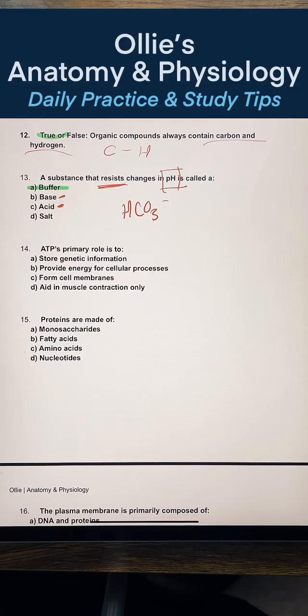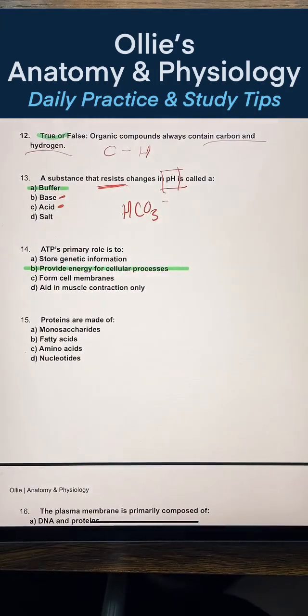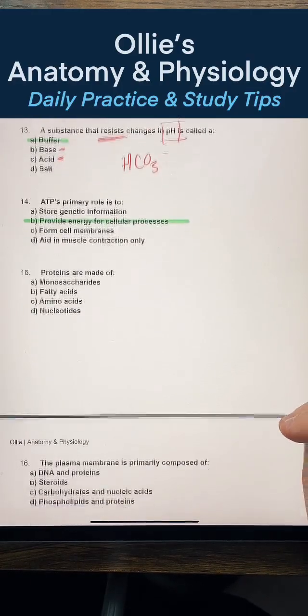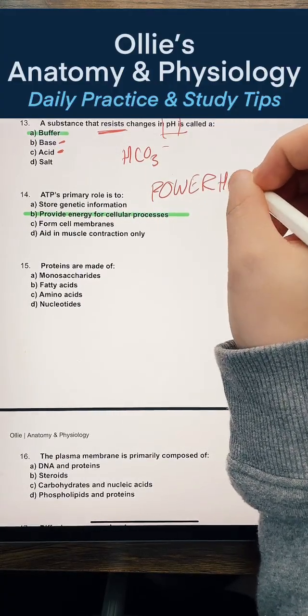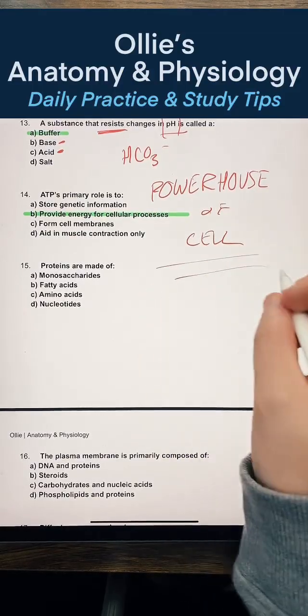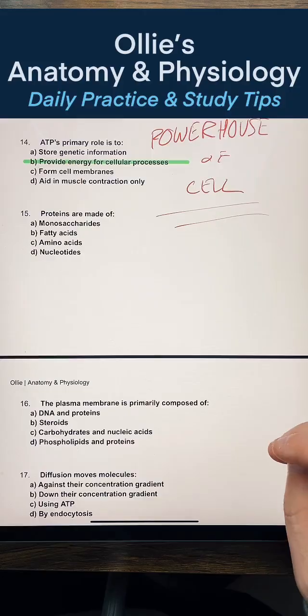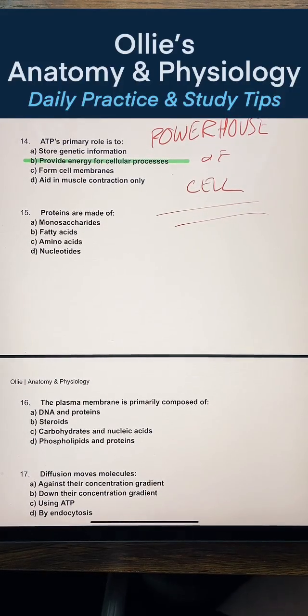Number 14, the answer is B. It's going to provide energy for cellular processes. ATP is what's considered your body's energy currency. It's going to fuel your reactions, transport, movement, all of the body's processes, a lot of them at least. It's known as the powerhouse of the cell. Number 15, proteins are made of what? What are the monomers of proteins, A, B, C, or D? What do you guys think for this one?